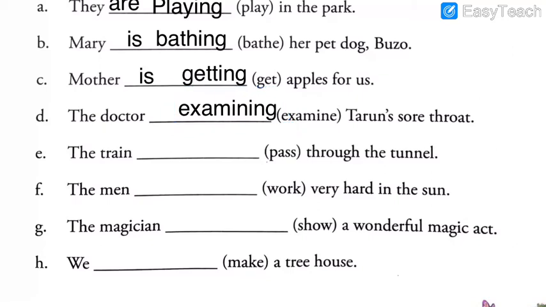Now here the question is doctor. We cannot use am. Can we use is or are? "Doctor are examining"? No. Carefully see, doctors is not written, only doctor. That means they are talking about one doctor, singular. So we will use is. The doctor is examining Tarun's sore throat.